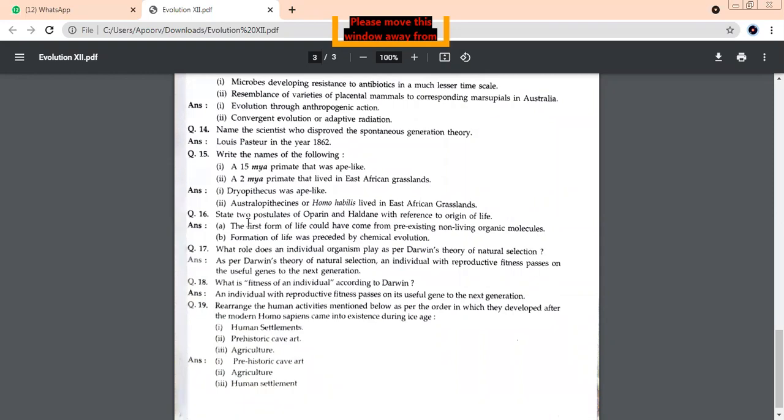Should we discuss? Let's discuss quickly now. Two postulates of Oparin and Haldane: the first form of life could have come from pre-existing non-living organic molecules, and second, the formation of life was preceded by chemical evolution. You do not go for these answers. Prepare the answers that we have done from the book, the normal book that you have.